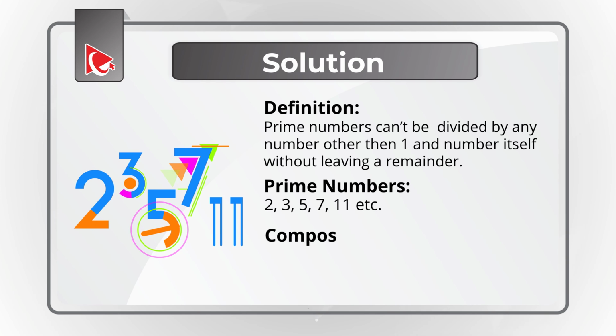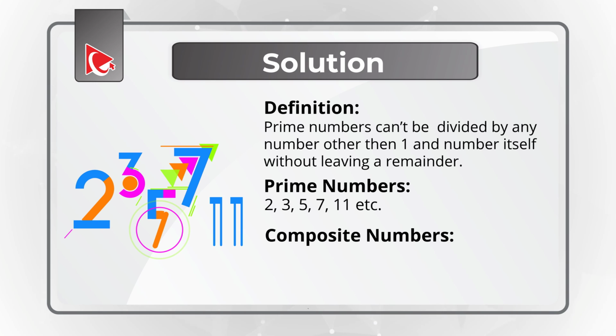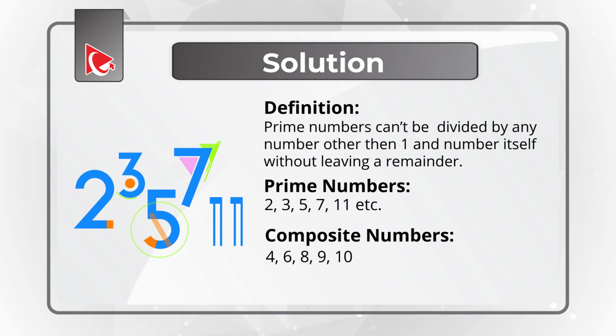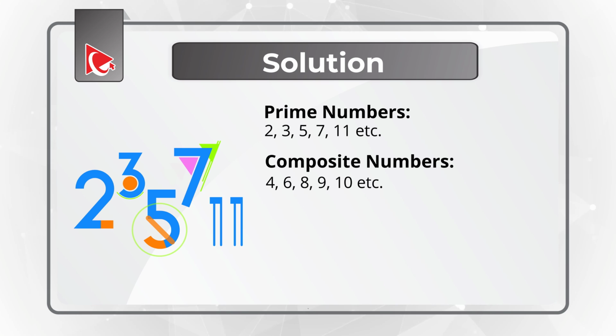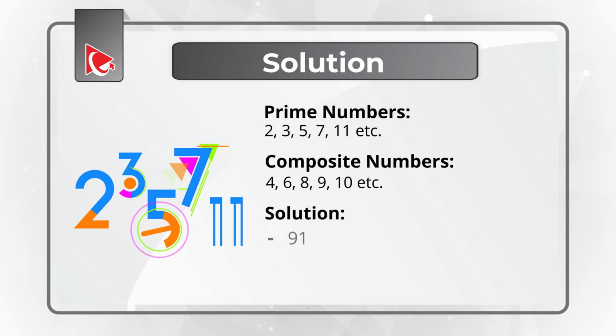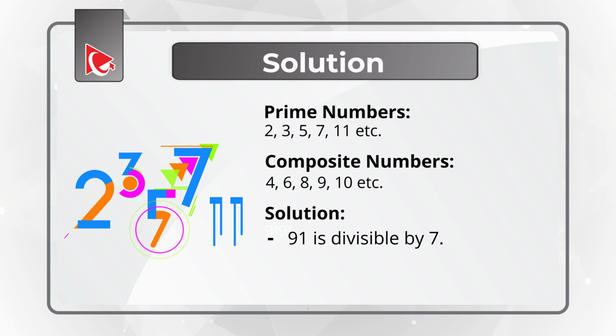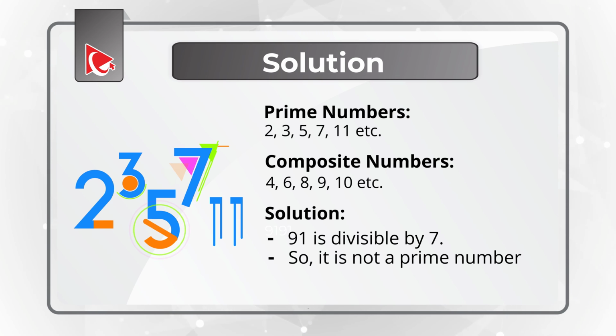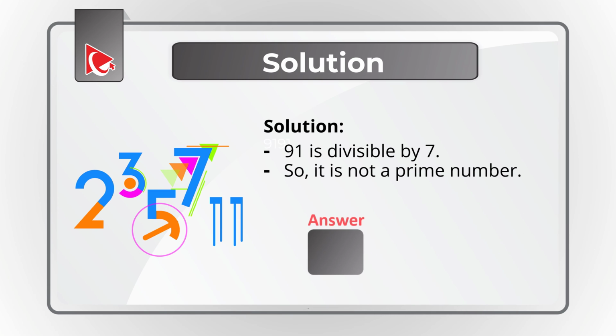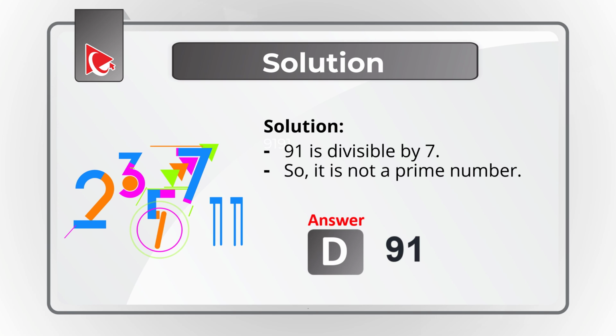The opposite of prime numbers are composite numbers, and examples of those would be 4, which could be divided by 2, 6, which could be divided by 2 and 3, 8, which could be divided by 2 and 4, 9, 10, and you can continue the sequence. As you might have figured out, of the numbers presented, 91 can be divisible by 7. So 91 is not a prime number, which means that the correct solution is choice D, 91. Hopefully you've nailed this question and now know how to answer similar problems on the test.